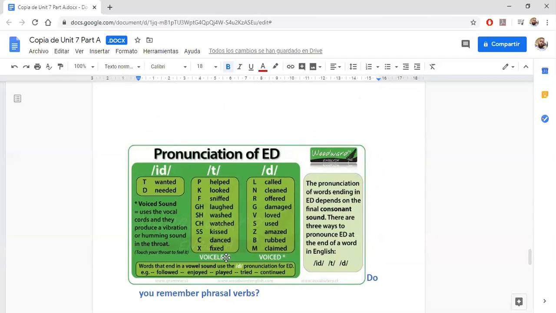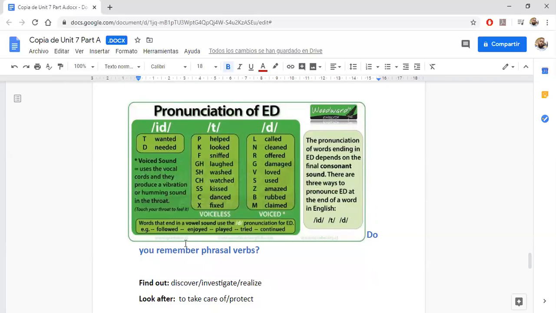So pronunciation of ed. This is another class we're going to have, because if I start explaining that now, you're gonna get confused. But I'm going to give you a little bit of it, and later on we review this. First, we have these three different sounds, English sounds: ed, t, and d. For example, the verb is want, but in past, with the ed, it sounds like wanted. Here, we have need, but in past it is needed. So you see, it adds an extra syllable to the word.